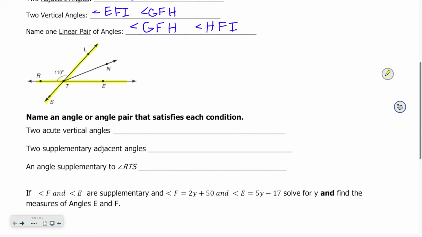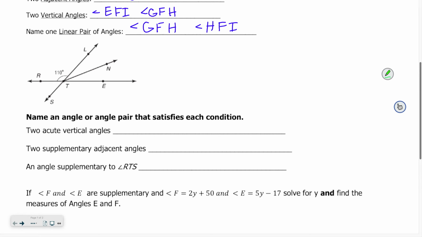All right, look at the angles up there that I highlighted. Are the angles that I highlighted vertical angles? Yes. But are they acute vertical angles? No. What does acute mean? Under 90 degrees, smaller than 90 degrees. But if you go the other way, they're not.